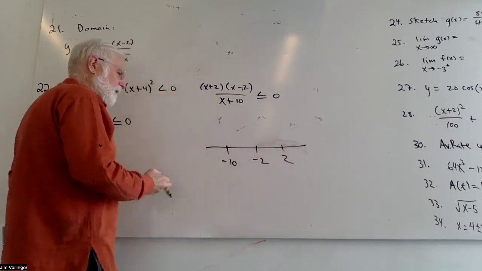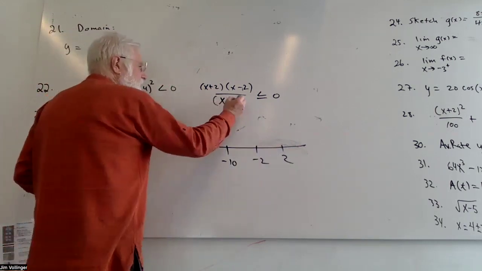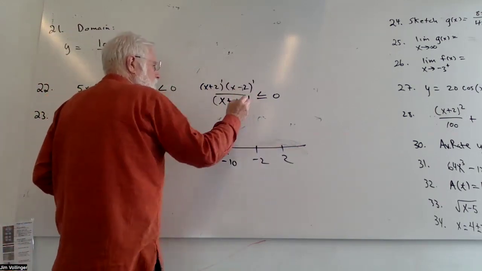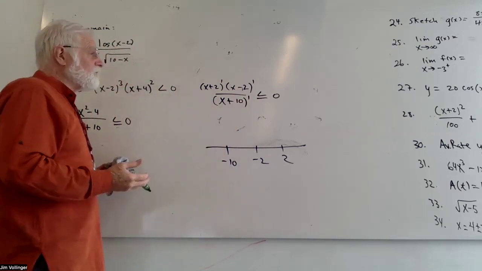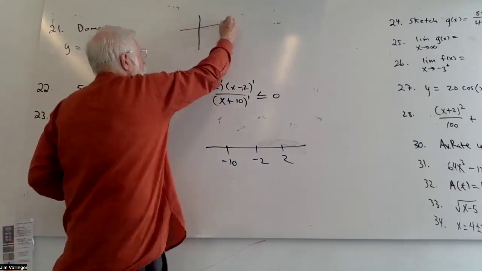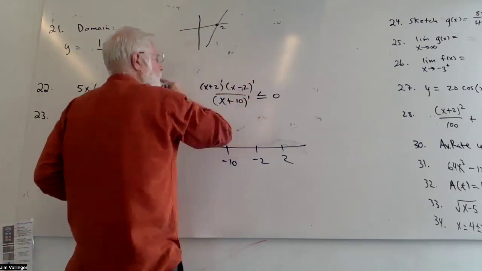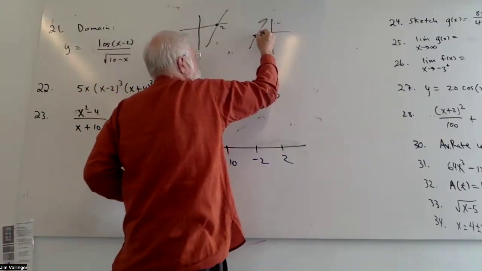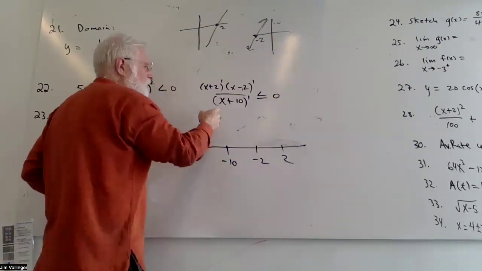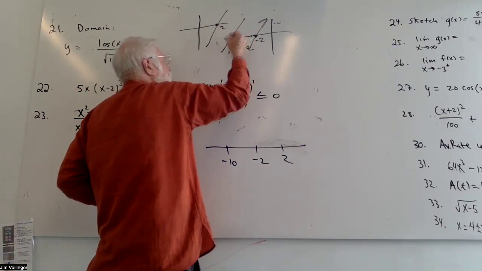All right, and so we've got 1, 2, 3, 4 intervals to check out. And each of these terms have exponents that are odd, so we're going to get sign changes. X minus 2 changes signs at 2. X plus 2 changes signs at negative 2. It's a linear function. X plus 10, same thing. At negative 10, we get sign changes.